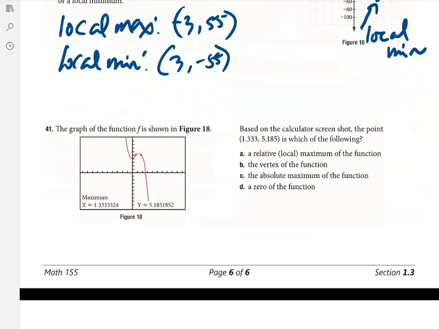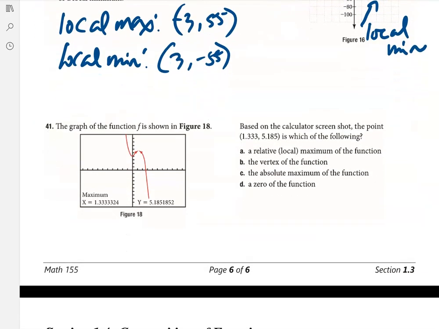And the last problem. The graph of the function f is shown in figure 18. Based on the calculator screenshot, the point 1.333 and 5.185 is which of the following? Is it a relative local maximum of the function? Is it the vertex? Is it the absolute maximum of the function, or a zero of the function?